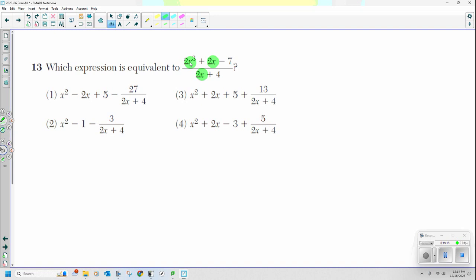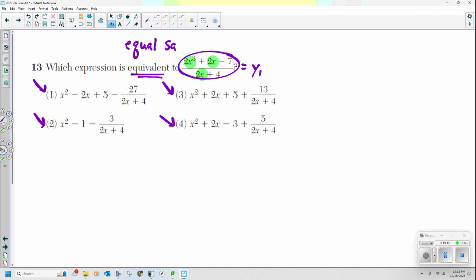If they are asking which is equivalent, and this is the key word, I can put this into y1, and then I would have to graph each one of these as well. Whatever graph would be the same means it's equivalent. It makes sense. If the equation is the same, that's what equivalent means. It's equal.